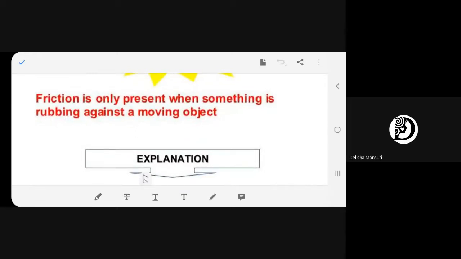Anything which is rubbing is friction, okay? Read. Rubbing against a moving object. Okay. Where do you get friction? I told you it's a contact force. Whenever there is rubbing of any object, we say that friction is created.